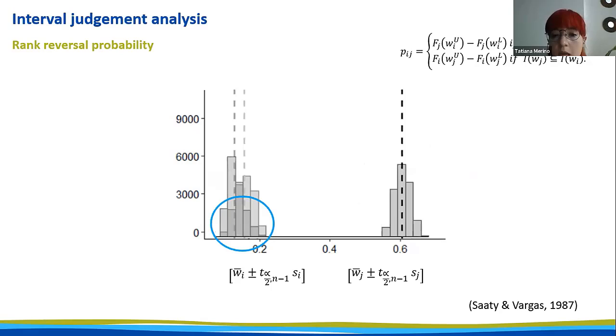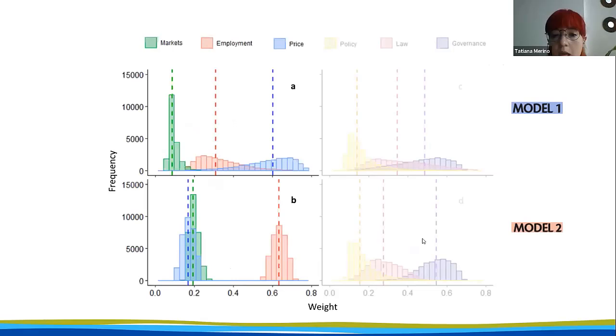Here are the results, as you can see in model 1 and model 2. For example, we have price for the most, and it went to the least. And for employment, it was important in weight. As for the probability of rank reversal, we also had differences.